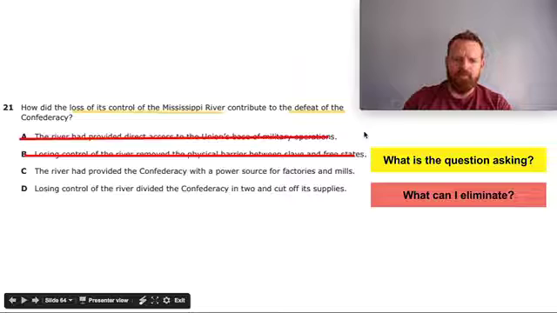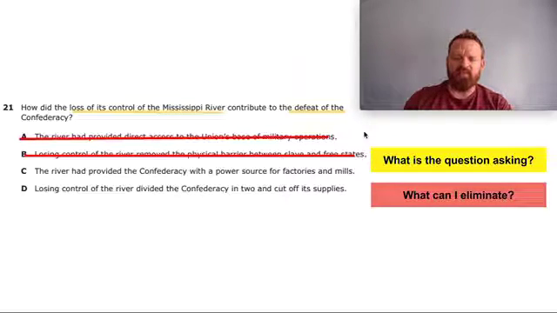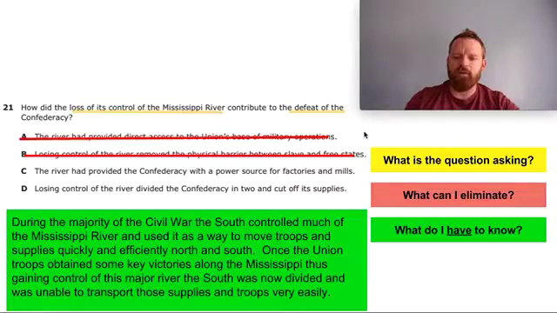It said the river had provided direct access to the Union's base of military operations. Well, this is talking about how losing the Mississippi River affected the Confederates negatively. And first of all, the statement's not accurate, and second of all, it's less about the Confederacy and more about the Union. So let's see, what do we have to know?